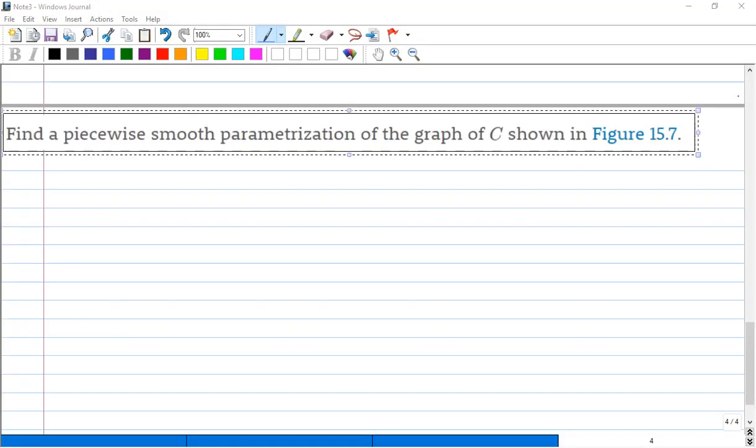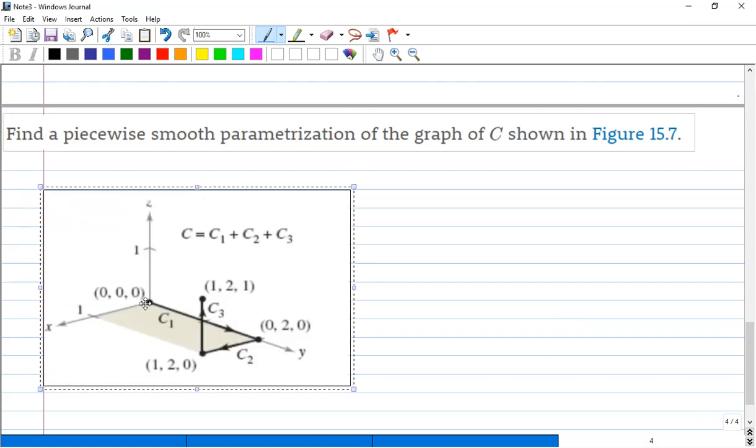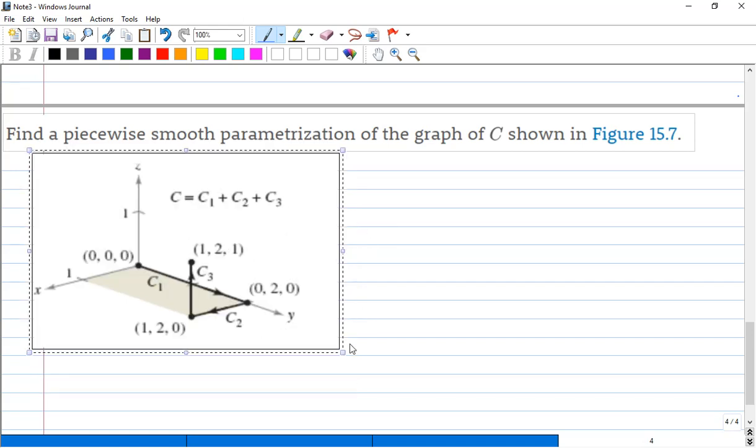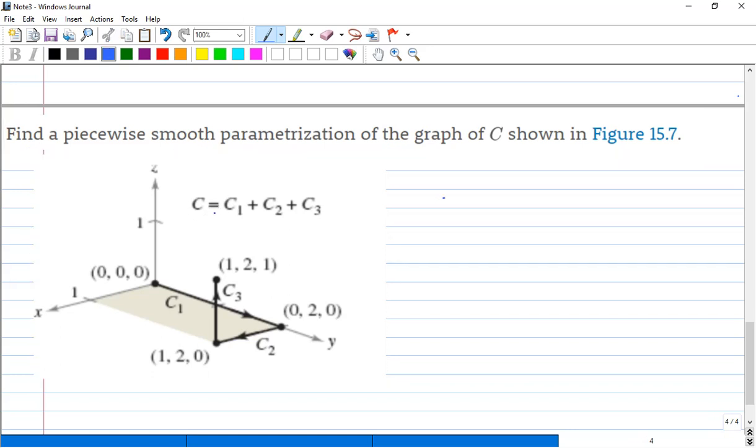Alright, so here's the graph. This is in your ebook. You might want to do a little rough sketch of this though, because it's not too hard to graph. You can see it has 3 parts. Each part, we were talking about a curve being partitioned. This smooth curve C has been partitioned into these 3 different curves.